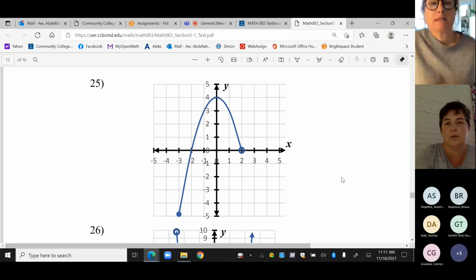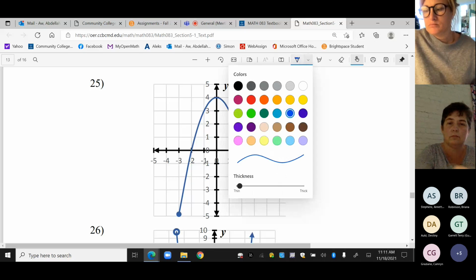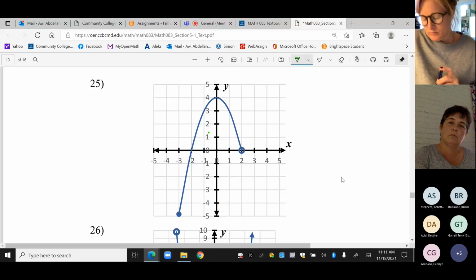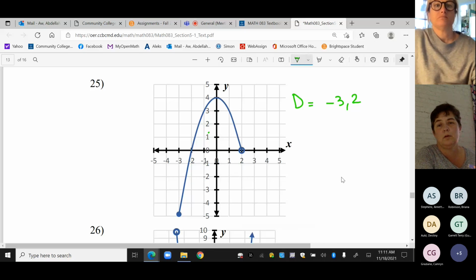Is it -3 to 2? -3 to 2, right? I agree with you. The only thing now is you have to write it exactly as an interval. I agree it's -3 to 2. If you write this, it is not an interval. These are two numbers. When you write this, your answer is wrong.